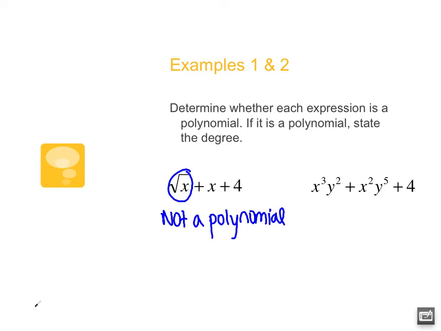Second one, yes, this is a polynomial. We have no square roots, no division by variables, no negative exponents. So now we need to state the degree. Here we have x to the third, y squared, so that's like an exponent of 5. We have 2 and 5, that's an exponent of 7. Here we don't have any variables. 7 is higher than 5, so we say that the degree of the polynomial is 7.